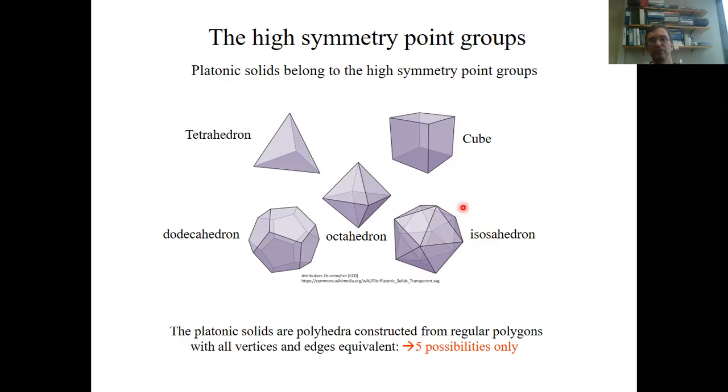In addition, we have the cube. The cube is made of squares. Okay. There are 6 squares that produce a cube. And a dodecahedron is made of pentagons. You see one of the pentagons here. Overall, you have 12 pentagons that make up this dodecahedron, and all the 12 pentagons are equivalent, and so are the edges, and so are the vertices of the dodecahedron.